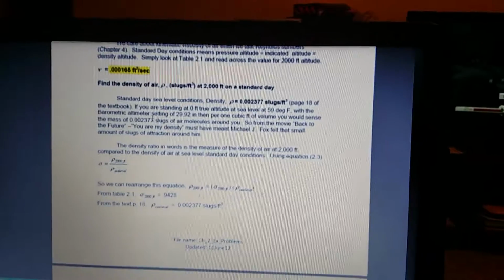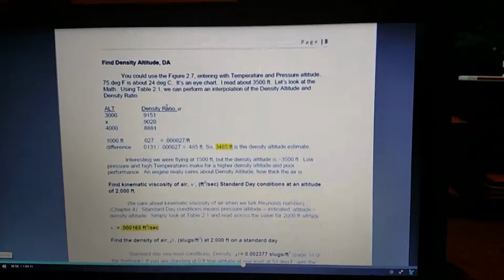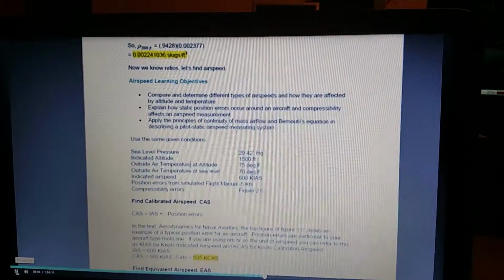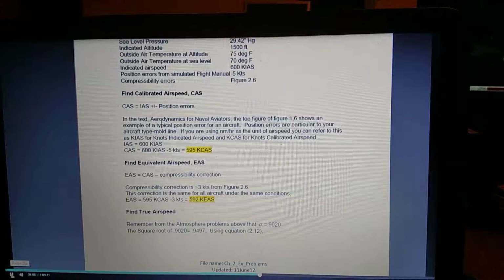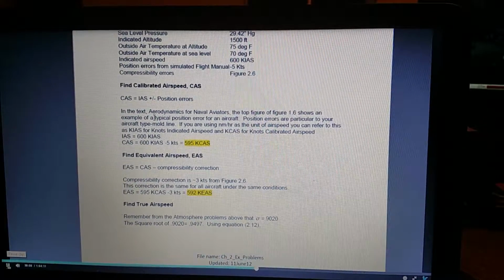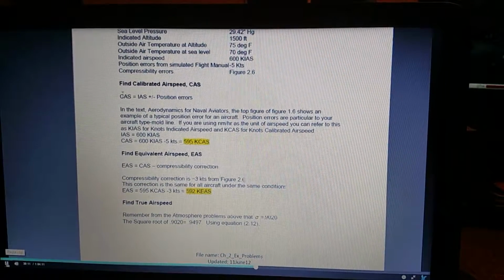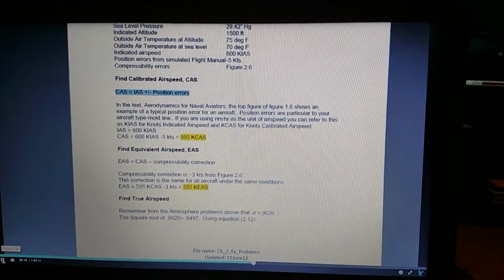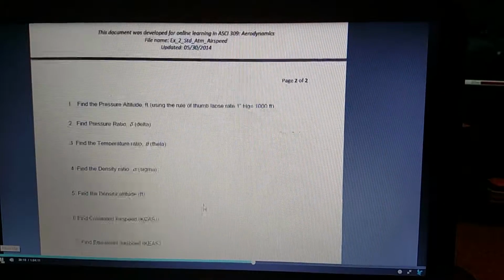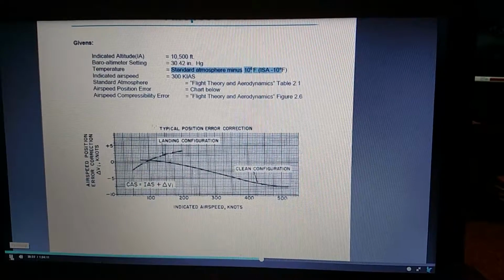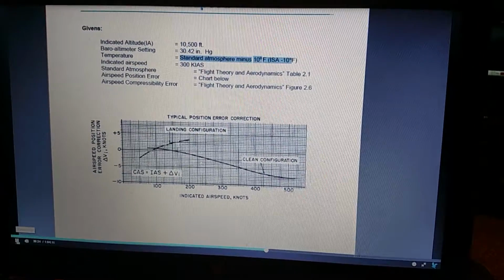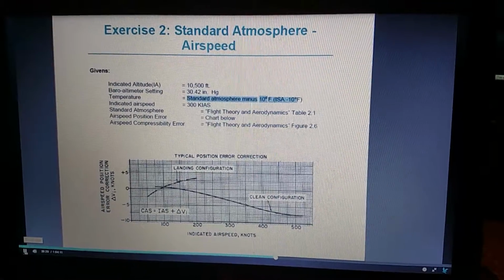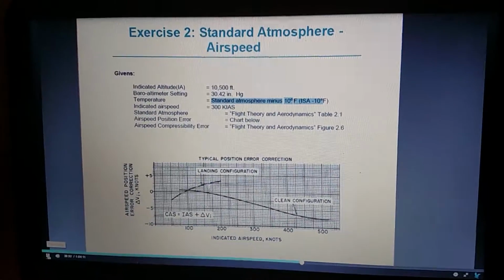Again, the example problem also tells you how to interpolate between table values. And then down here at the airspeed learning objective, find calibrated airspeed. So the first thing we have to do is find calibrated airspeed. We have to know the position error, and to find the position error we are given in the example here the chart. It says here typical position error correction, and that's the one we are supposed to use. I just want to highlight real quick how to apply that chart.